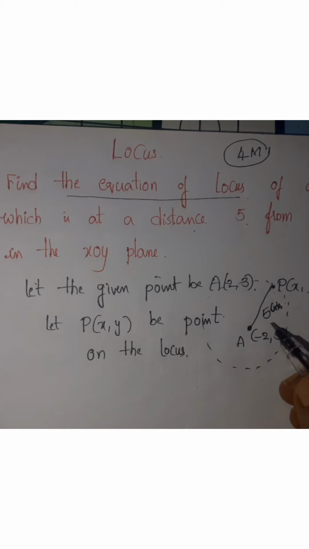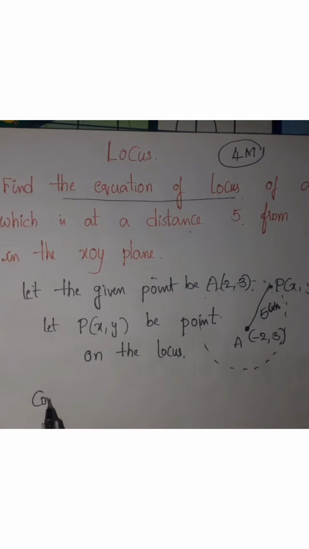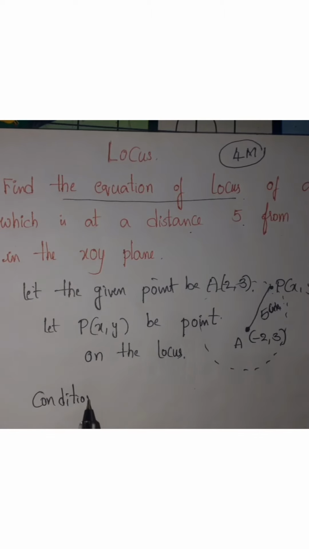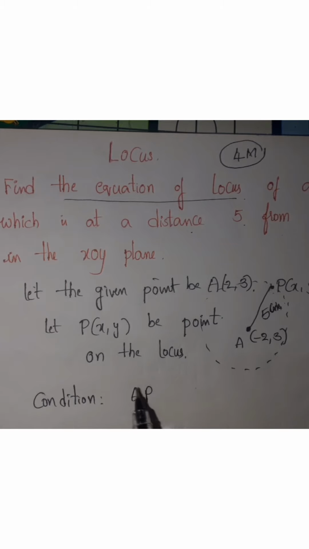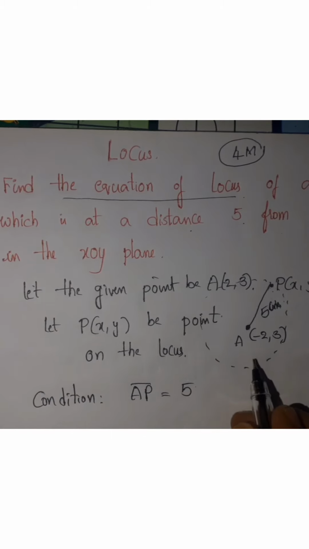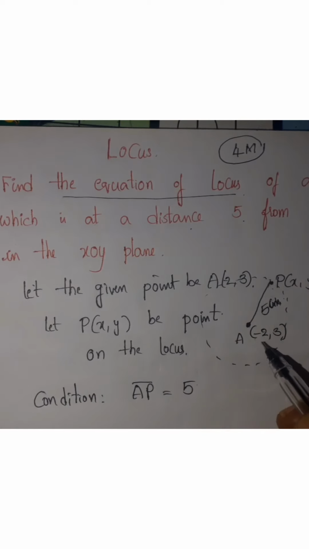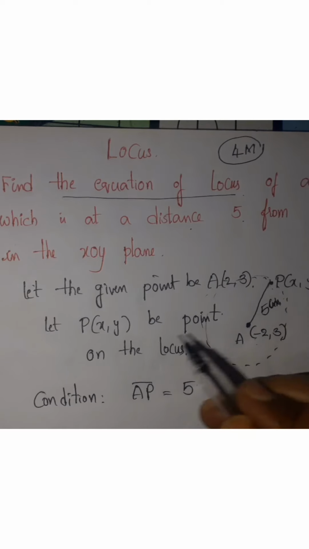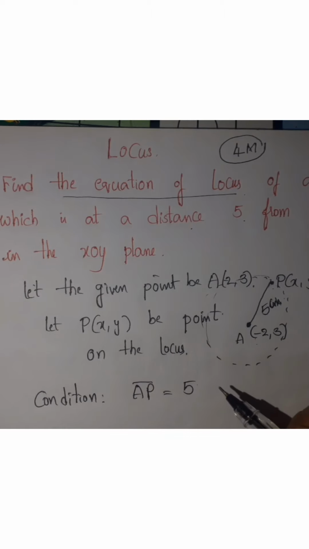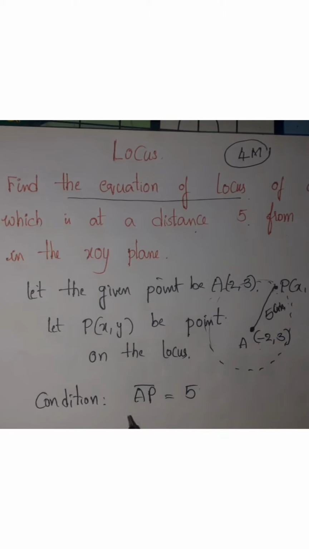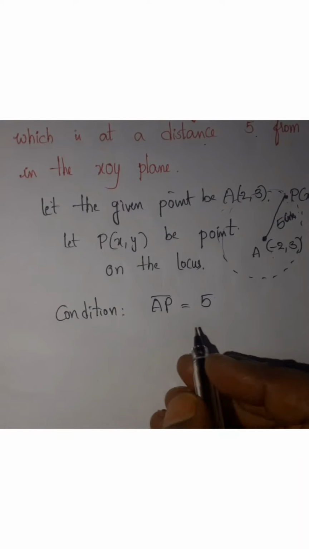So how do you find it? What is the condition here? The condition is AP is equal to 5 units. This is the known thing from this data. I am letting the given point A be minus 2 comma 3 and the point on the locus I am considering as P of x comma y. And now what is the condition we know? AP is equal to 5. So from this we can solve.